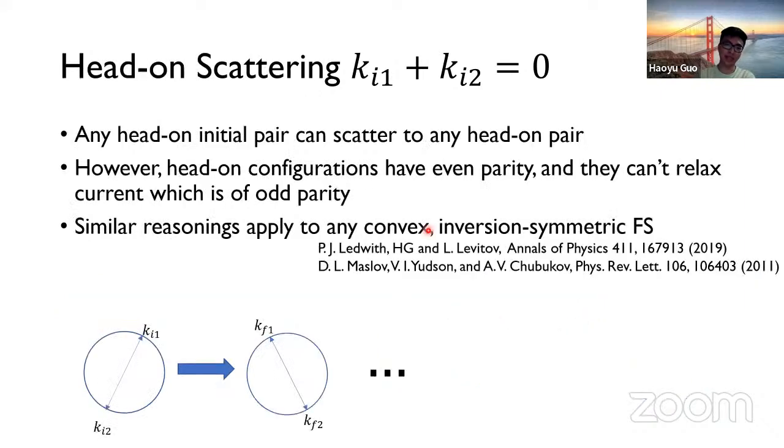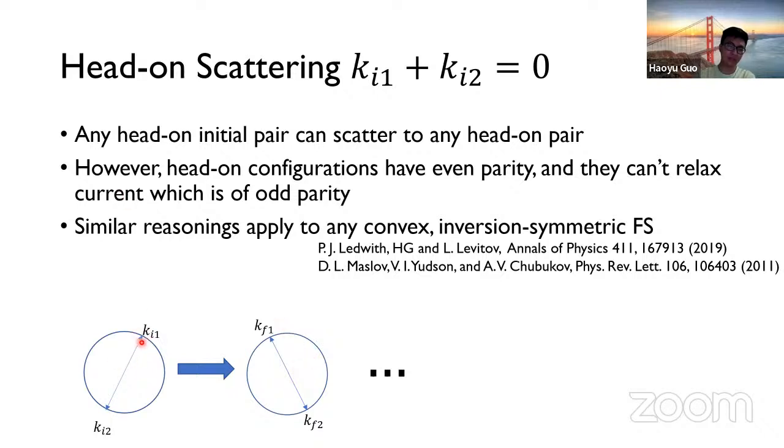And then there's another case which has a much larger phase space for scattering, which is what's called head-on scattering. That means that the two initial momenta actually sum to zero, like they are on two antipodal points of the Fermi surface. For this kind of setup, if you start with a head-on pair, you can scatter to any head-on pair. This kind of scattering has a large phase space, so it's also very fast. It happens at the rate that's given by the fermion self-energy.